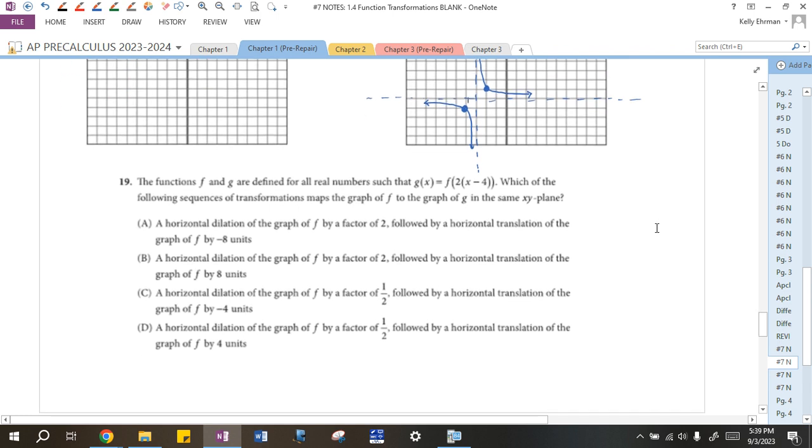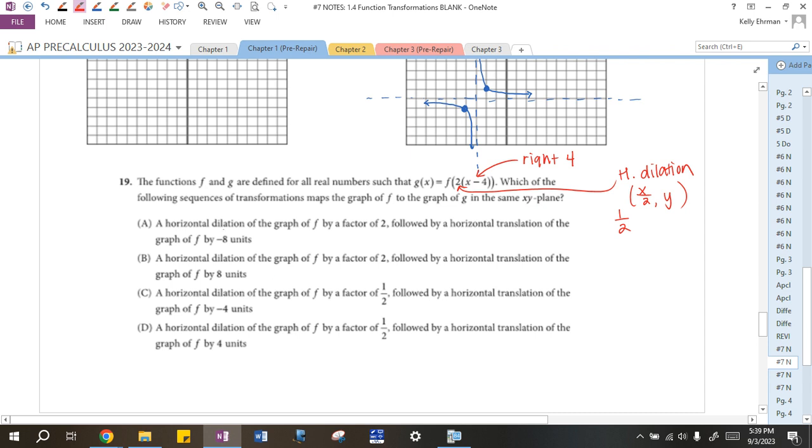Okay, here's another AP problem. f and g are defined for all real numbers such that g of x equals f of 2x minus 4. So they've got this unsimplified for you to show you that we're shifting to the right 4, and this 2 is a horizontal dilation. Remember, the factor is not 2. Every x value gets divided by 2. So it's a dilation of 1/2. Which of the following sequences of transformations maps the graph of f to the graph of g?